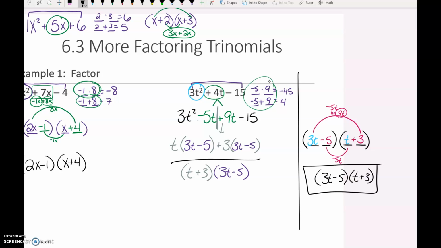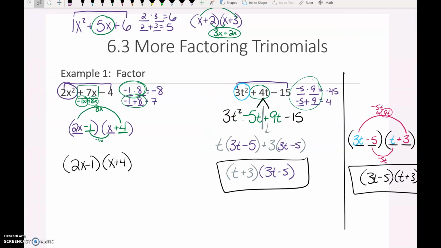And notice the order of those final parentheses doesn't matter. What matters is there's a 3t minus 5 in one set of parentheses, and there's a t plus 3 in the other set of parentheses. I personally prefer guess and check because I feel like I can get my answer quicker, showing less work. But if you are a step-by-step person, you may prefer factor by grouping, where you find the pair of numbers, split that middle number using that pair, factor by grouping to get your answer. It just takes a lot more work, and I don't really like that.